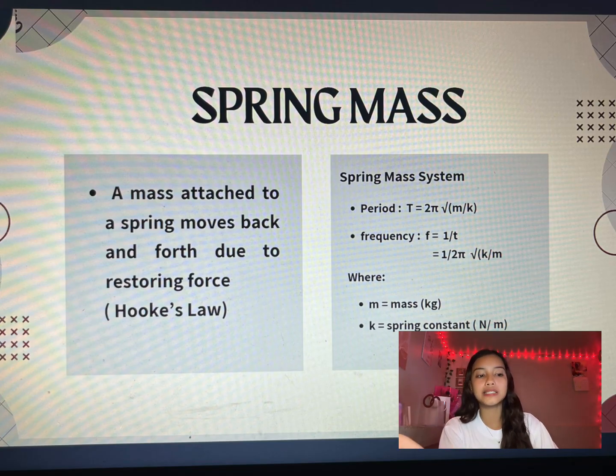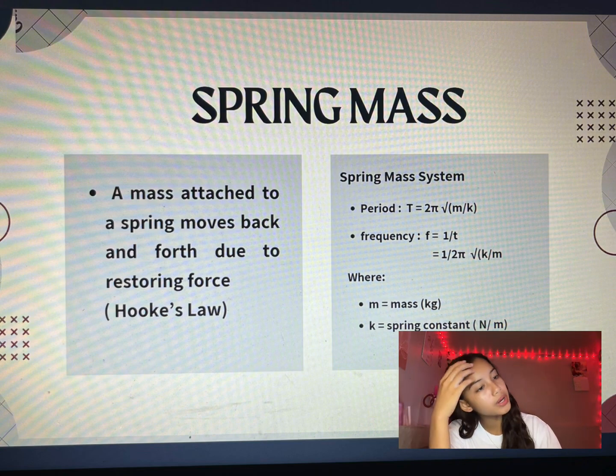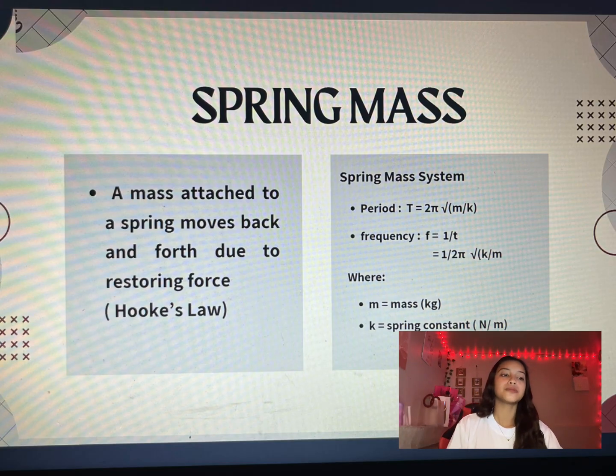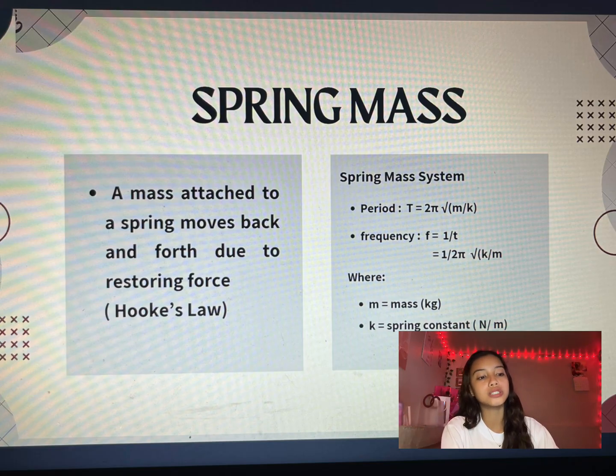So, a spring mass system is a setup where a mass is attached to a spring and it moves back and forth when stretched or compressed. This back and forth motion happens because of a restoring force which follows Hooke's law, and Hooke's law states that the force is proportional to how far the spring is stretched or compressed.